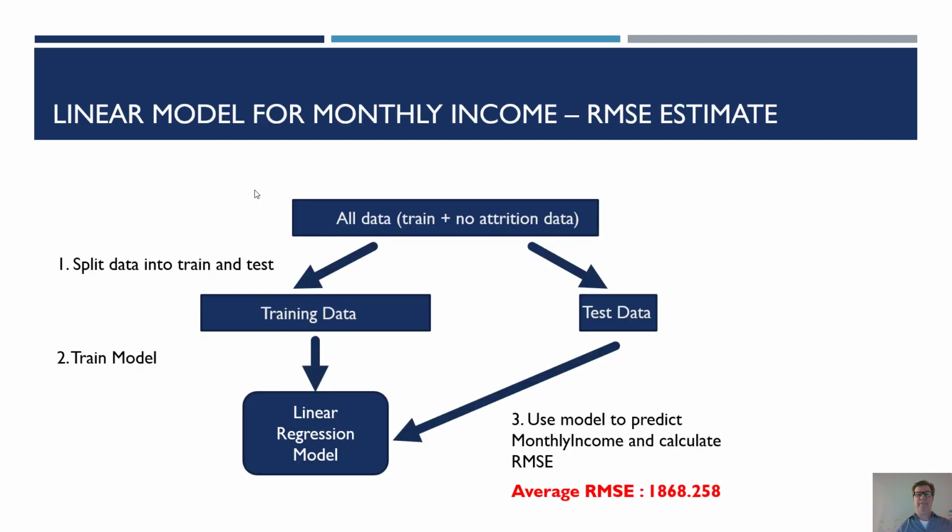What I did was I took the combination of the training data and the data with no attrition, which had the monthly rate, and I iteratively created test-train splits to see how well the linear regression model was able to predict the monthly rate for the employees in the test data set. And I found that the average error was 1,865. So this is well below our goal of 3,000.